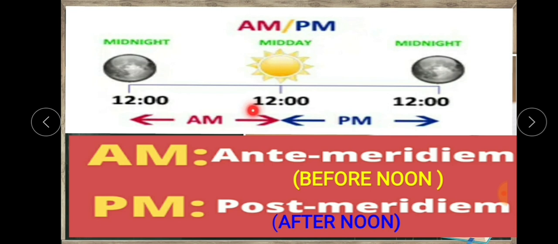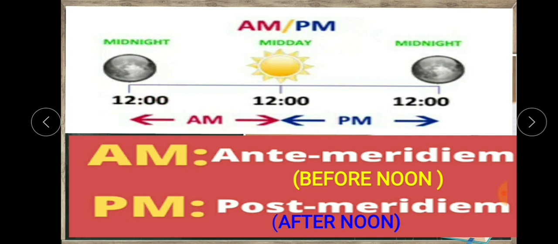This part is AM, that means from midnight 12 to midday 12. Midday means noon, noon 12. The time in between midnight and midday, we tell the time in AM. From noon to midnight, the time in between noon and midnight, we read the time in PM.